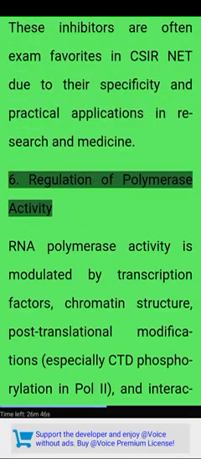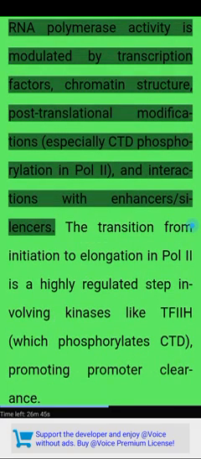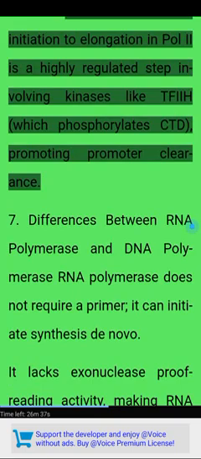6. Regulation of polymerase activity. RNA polymerase activity is modulated by transcription factors, chromatin structure, post-translational modifications, especially CTD phosphorylation in Pol 2, and interactions with enhancers and silencers. The transition from initiation to elongation in Pol 2 is a highly regulated step involving kinases like TFIIH, which phosphorylates the CTD, promoting promoter clearance.